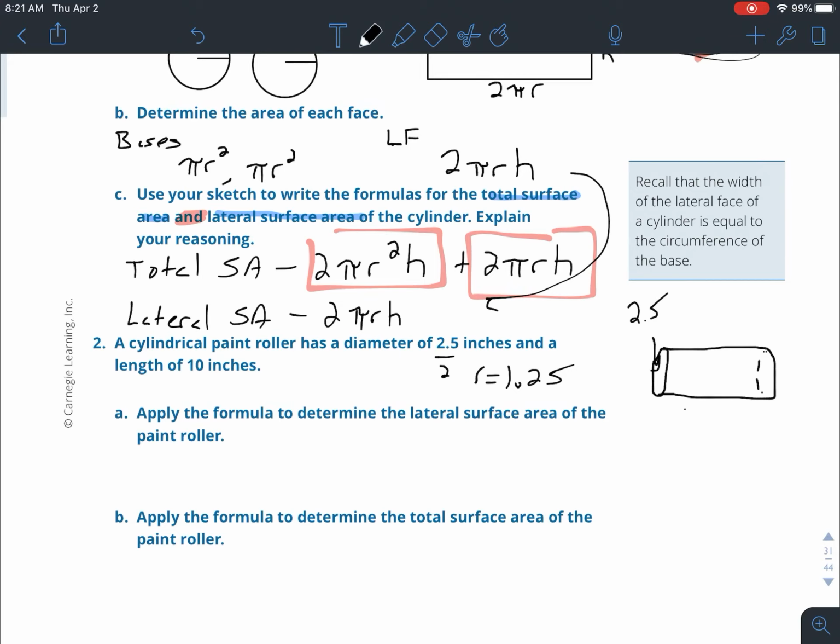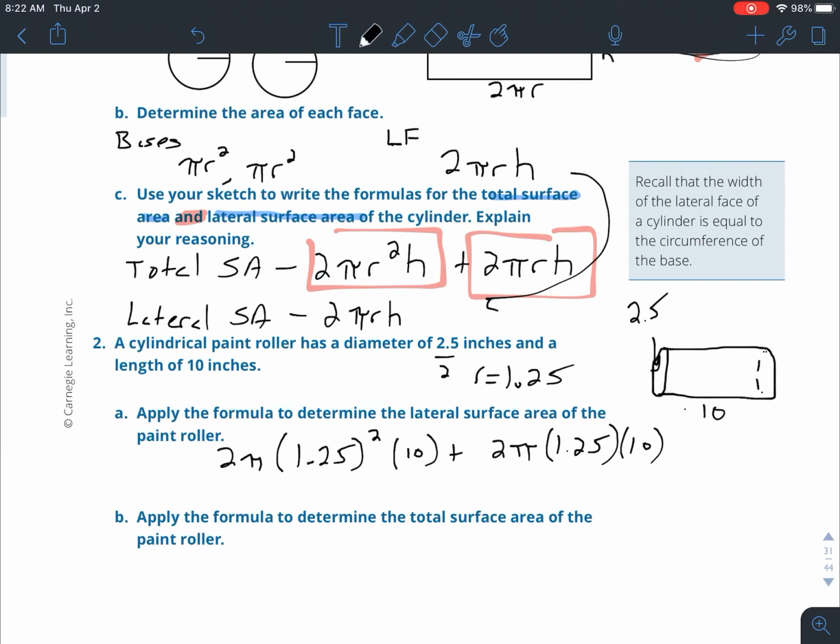Now we have to use these formulas and plug in the numbers. So we already know our height is 10, or our length is 10 inches. So it's still a height, they're just having it on the side. So now we just plug in these numbers. So 2 pi parentheses 1.25 squared times 10 plus 2 pi parentheses 1.25 close parentheses again 10, because you're multiplying like that.